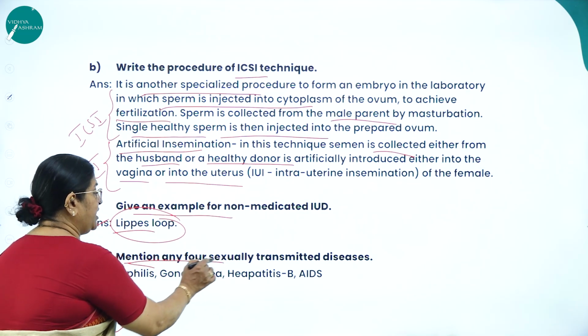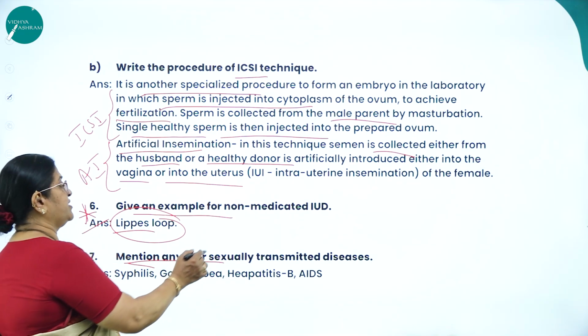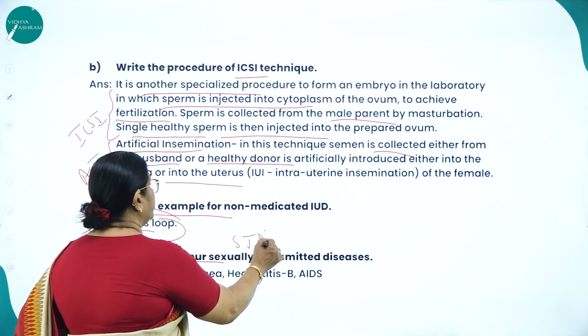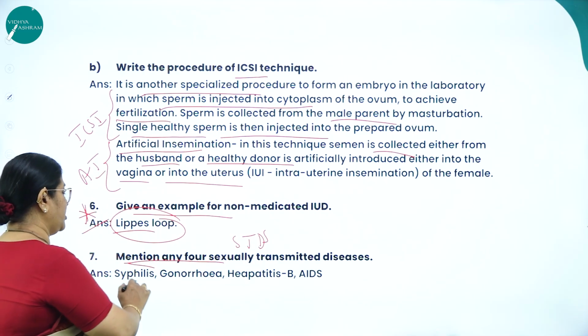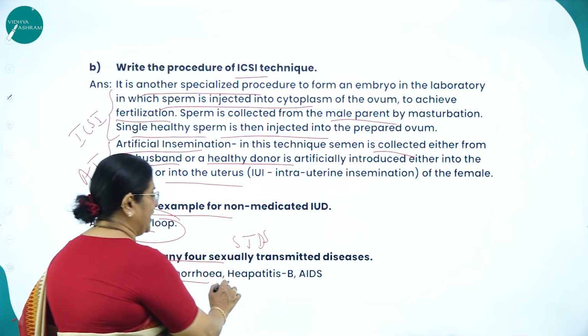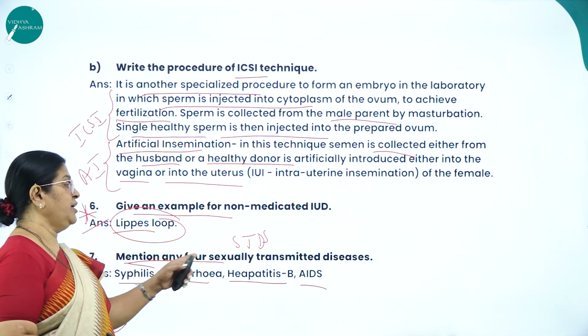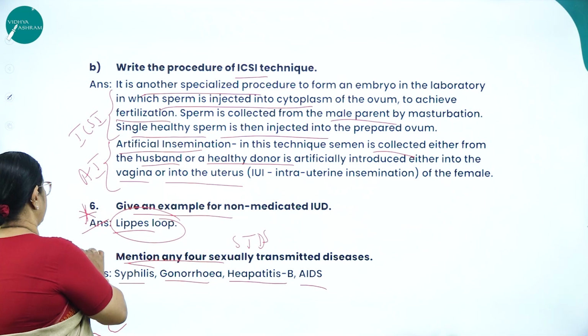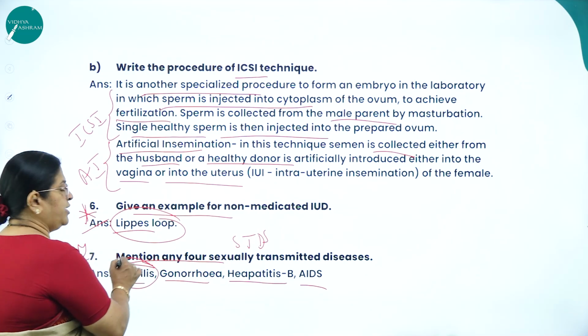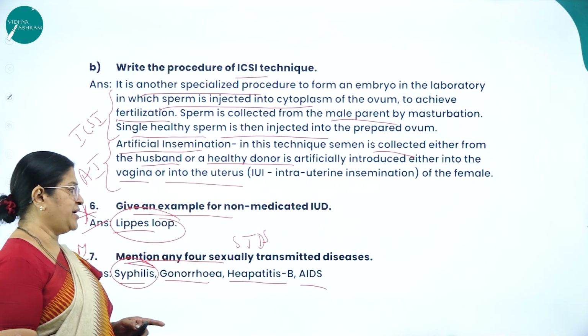Next, mention any 4 sexually transmitted diseases, that is STDs. Sexually transmitted diseases are what? Syphilis, gonorrhea, hepatitis B and AIDS. You need to name any 4, and this is for a 2-marker question. So each STD will be given half a mark, right?